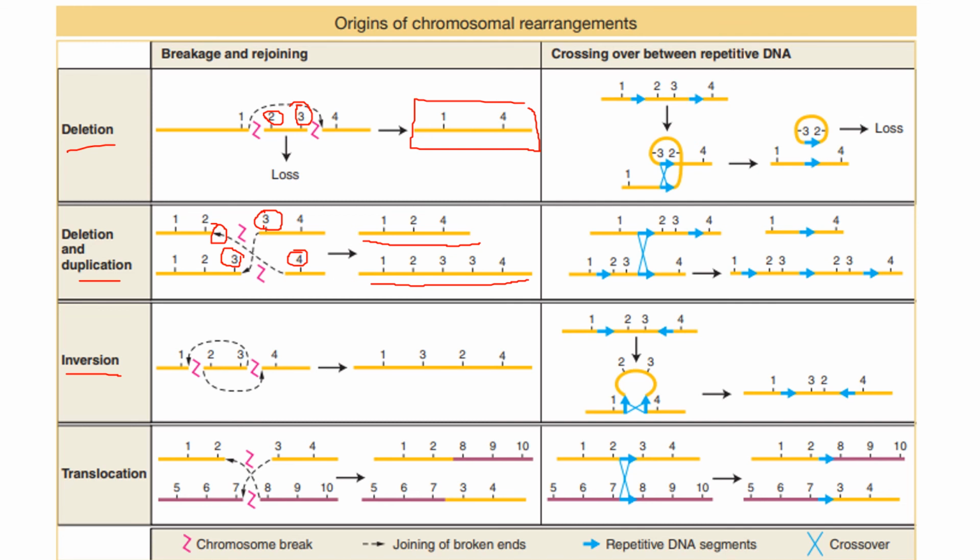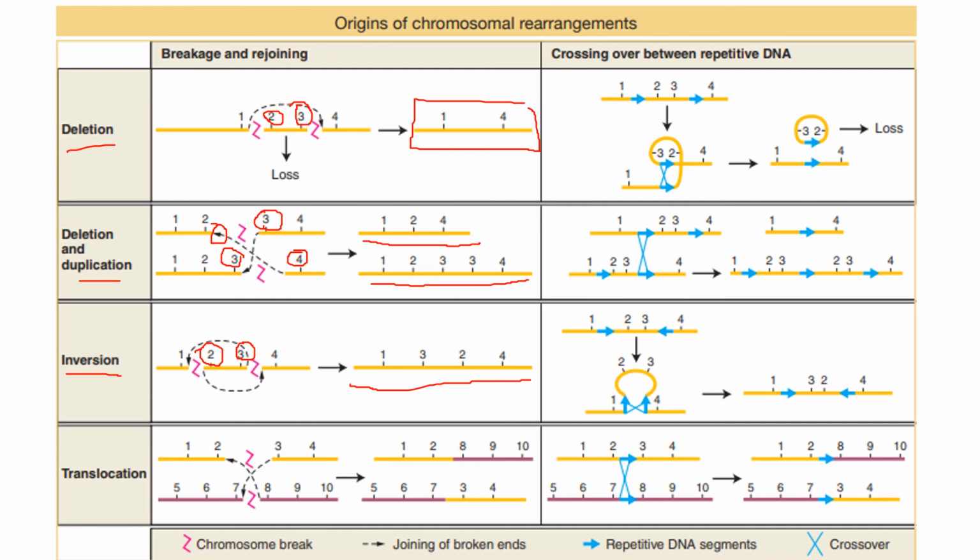In the inversion, from the word itself, invert, which means that a segment, let us take for example 2 and 3, is inverted. As a result, the 1, 3, 2, 4 segments remain.